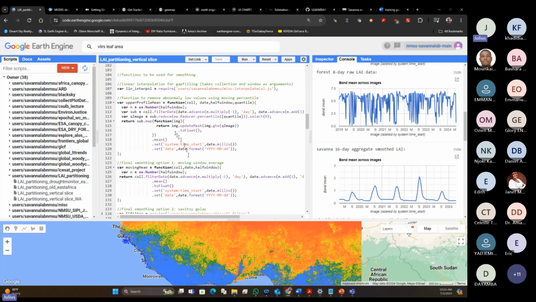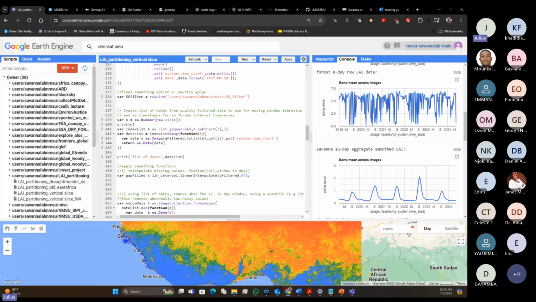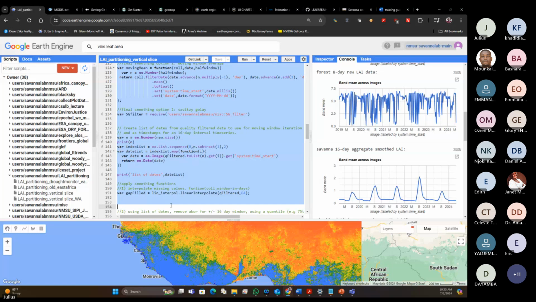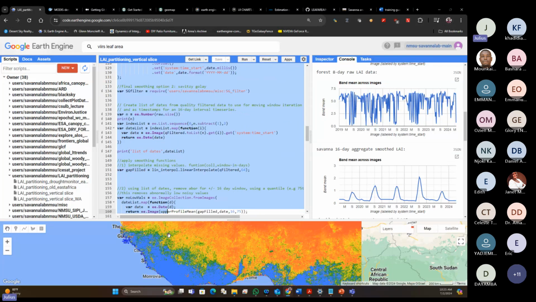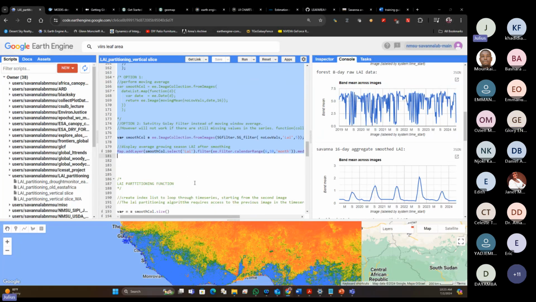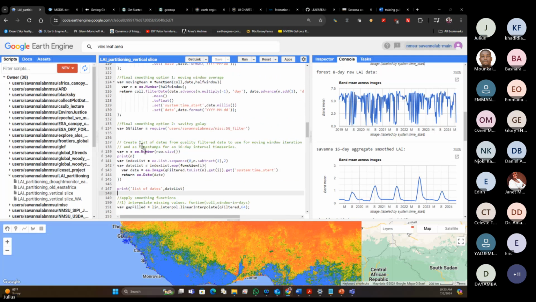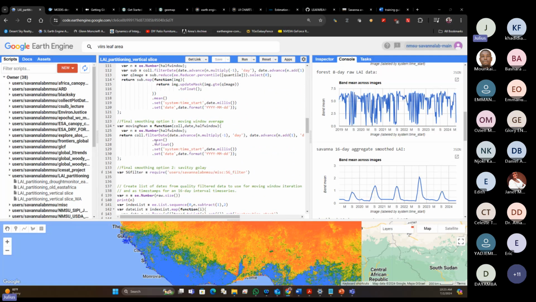So this entire function here, all of this that I've highlighted, is just to perform the smoothing. What we've done is, first of all, we are using 3 different functions.